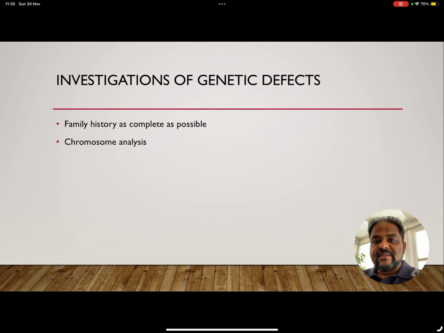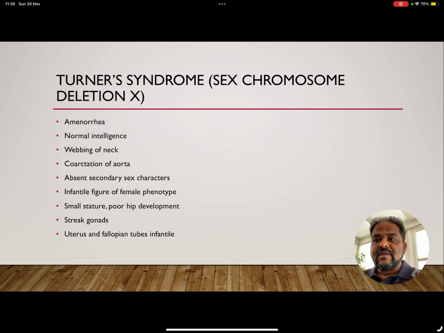In any case of genetic defects, you need to complete family history properly and perform a chromosomal analysis in the form of karyotype. Turner syndrome is sex chromosome deletion of X. It presents with amenorrhea. The intelligence level is not affected. There could be webbing of neck, coarctation of aorta, absent secondary sex characters, infantile figure of female phenotype, small stature, poor hip development, streak gonads, and the uterus and fallopian tubes are infantile.